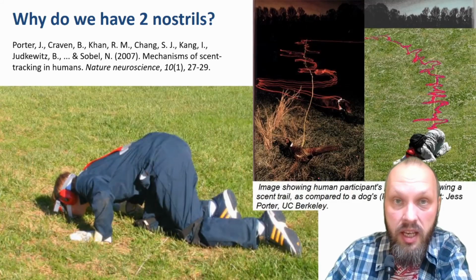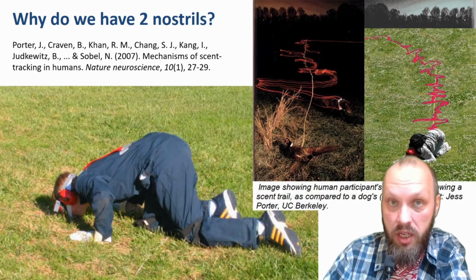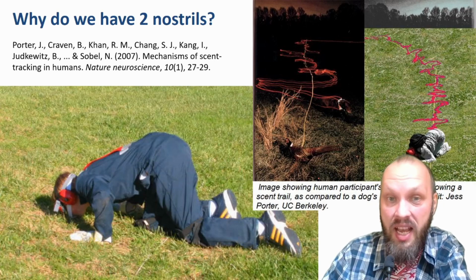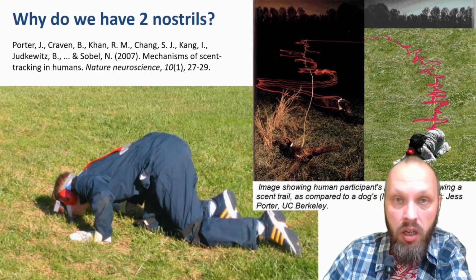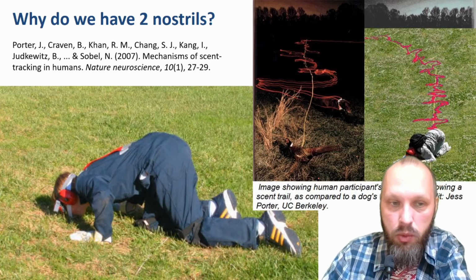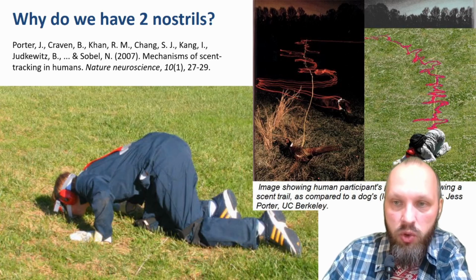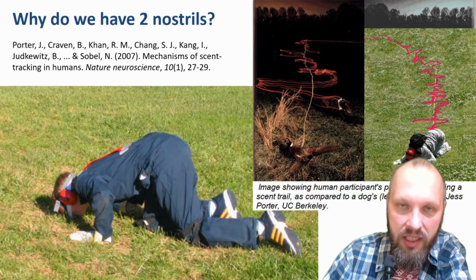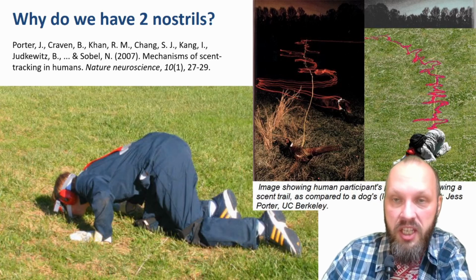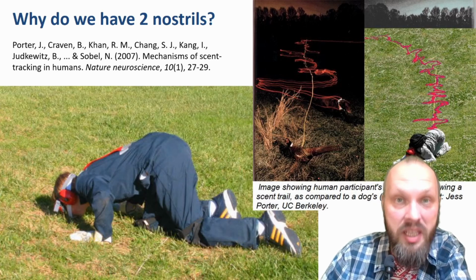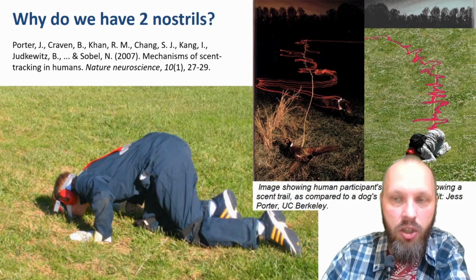The way they studied that, they hired lots of college undergraduates and paid them for crawling on the grass, and there was a trail of some smell on the grass, and they were supposed to find where the trail leads to. Some of them had both nostrils open, but some of them had one of the nostrils plugged in with lots of cotton. And what researchers had found is that, first of all, humans can follow a trail. It takes them a while and it looks ridiculous, but they totally can.